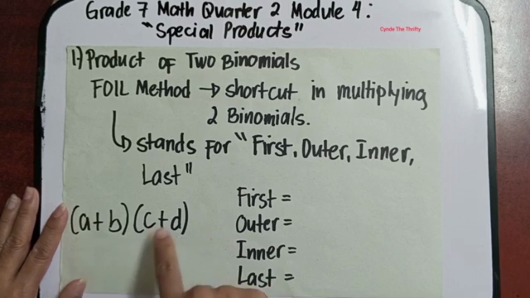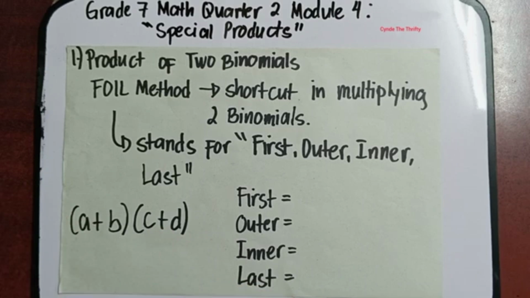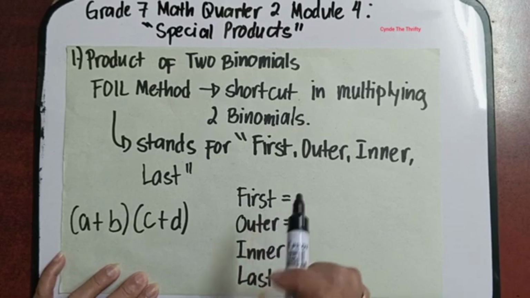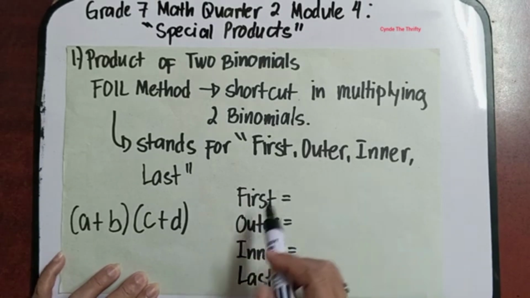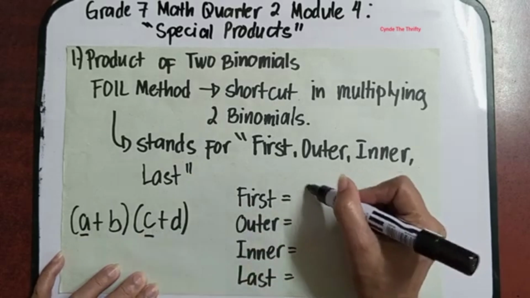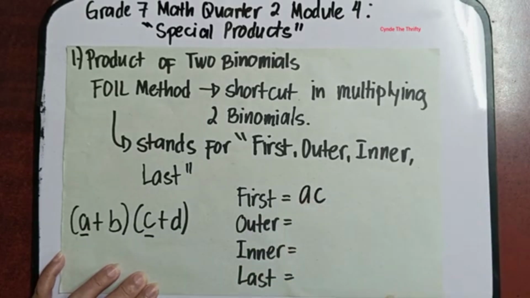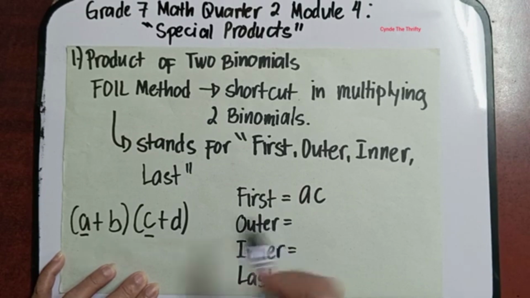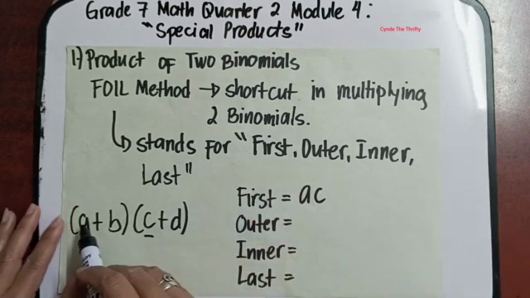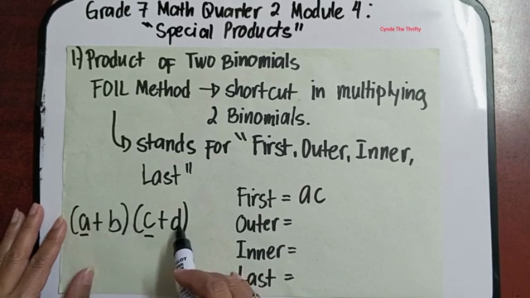Okay, so paano natin kukunin ang kanyang sagot? Kukunin natin ang kanyang first. So, ano yung first niya? Kukunin natin ang first term. Ano ba yung first term? A at C. So, i-multiply natin si A at C. And then, ang outer natin. Ano ba yung outer natin? Ang outer is yung mga nasa gilid. So, ang nasa gilid natin is si A at si D.